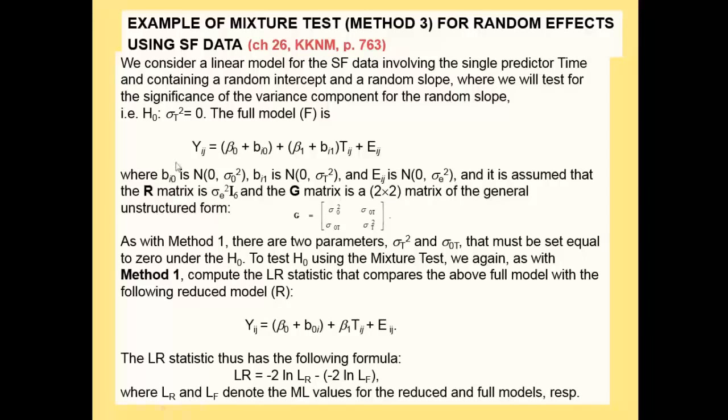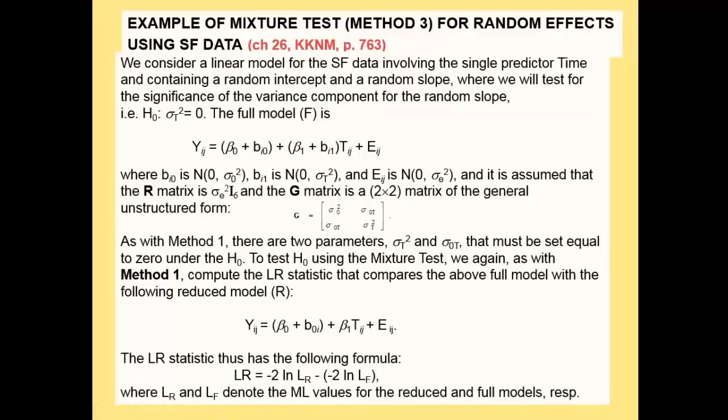We want to test for the significance of this term, or its variance, because we're assuming that this term has variance. What did I call it? Sigma t star. b_i1 is normal 0, sigma t star. I don't know why I didn't say 1, but I said sigma t star. And it's assumed the R matrix is sigma_e squared I. And the G matrix is just like we previously looked at, but now I'm talking about sigma_0 and sigma_t instead of sigma, just to make this a little different. I don't know, make it more confusing.